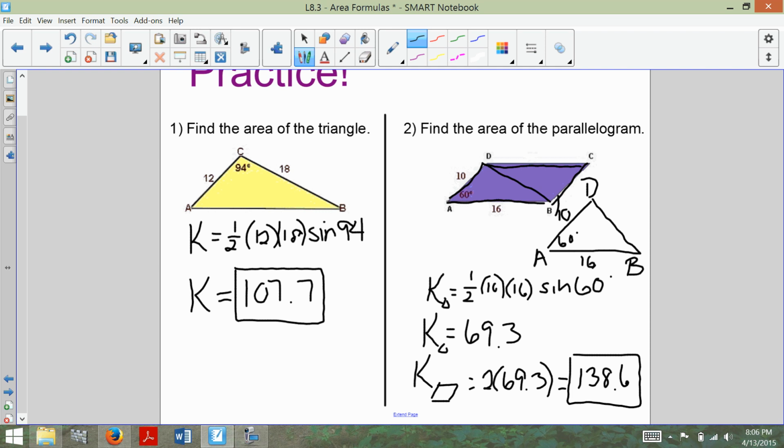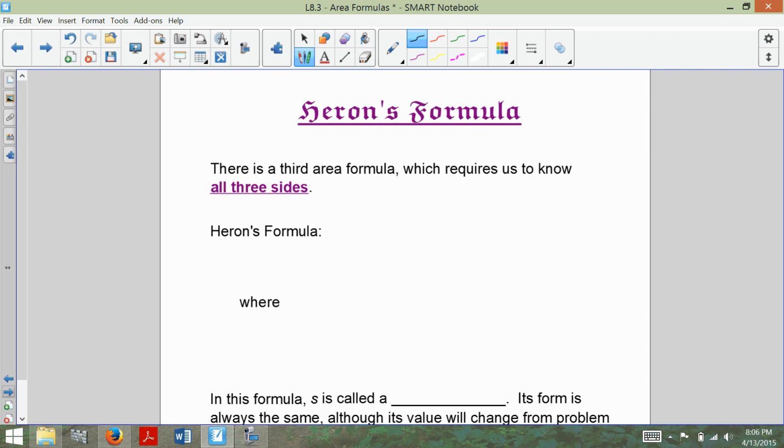Now, this is one formula. We actually have a third formula that we can use to find the area of a triangle, and that's called Heron's formula. Now, there is an example of where Heron's formula comes from in your textbook. It's on page 653, but for now I'm just going to give it to you. And what we need is just to know all three sides. We actually don't need any angles to use Heron's formula.